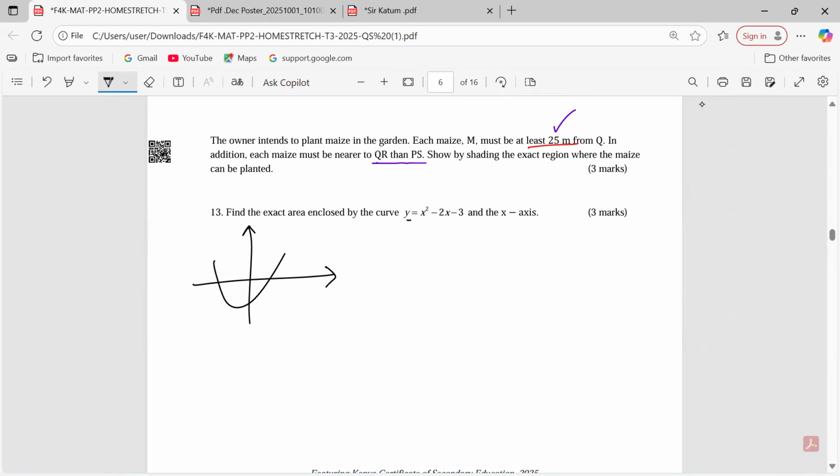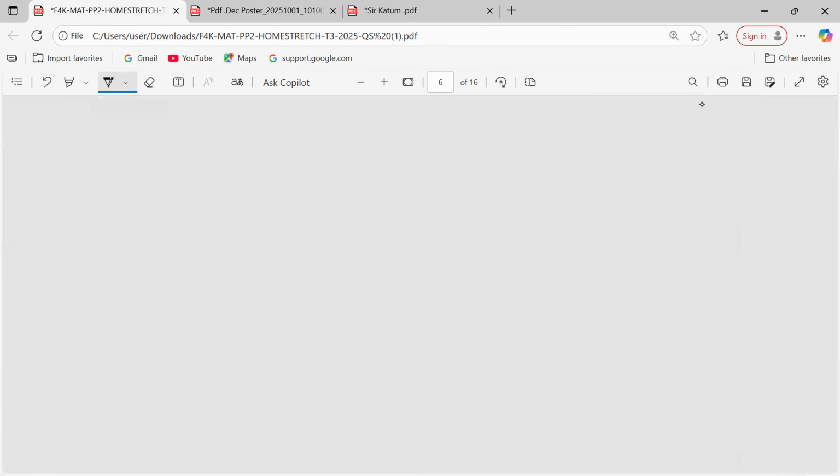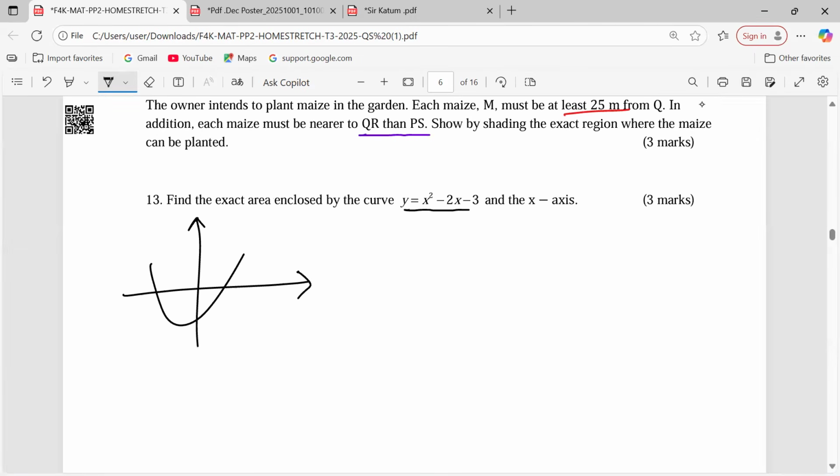Therefore, we're going to equate this function to 0 so that we treat it as a quadratic. We solve for the values of x. Once the values of x have been solved, listen to that, those are the points where the curve is cutting the x-axis. Then we'll be able to know how to integrate. So here we shall equate x squared minus 2x minus 3 to 0.